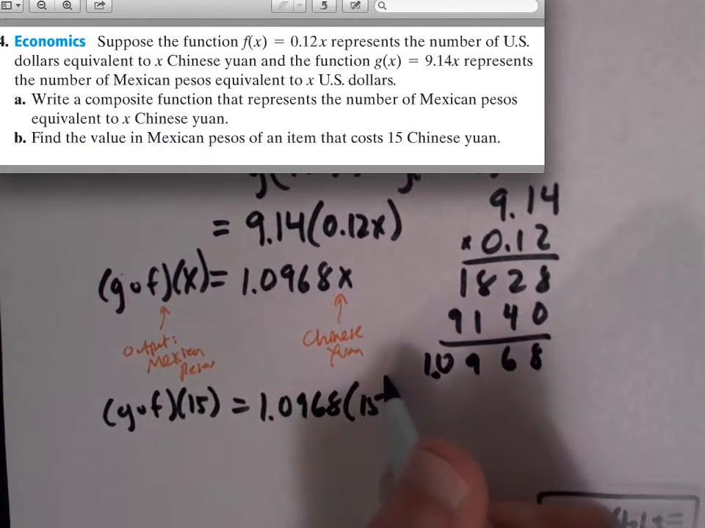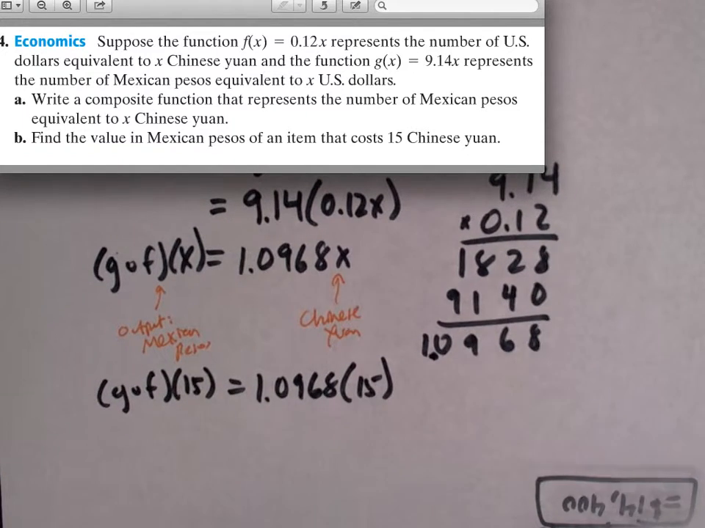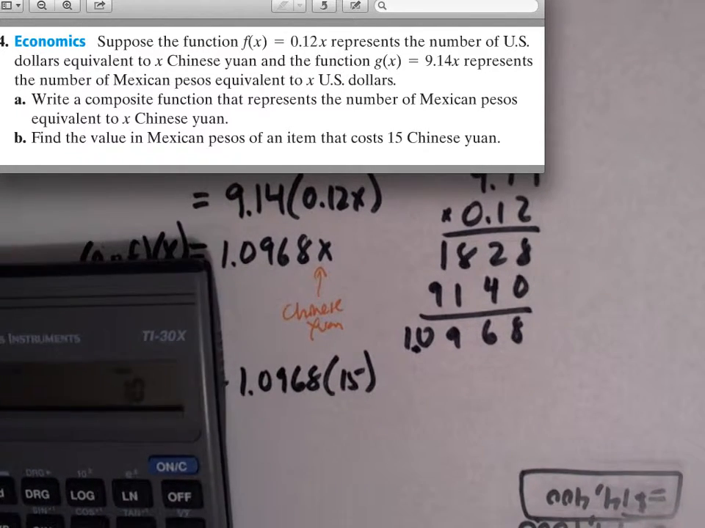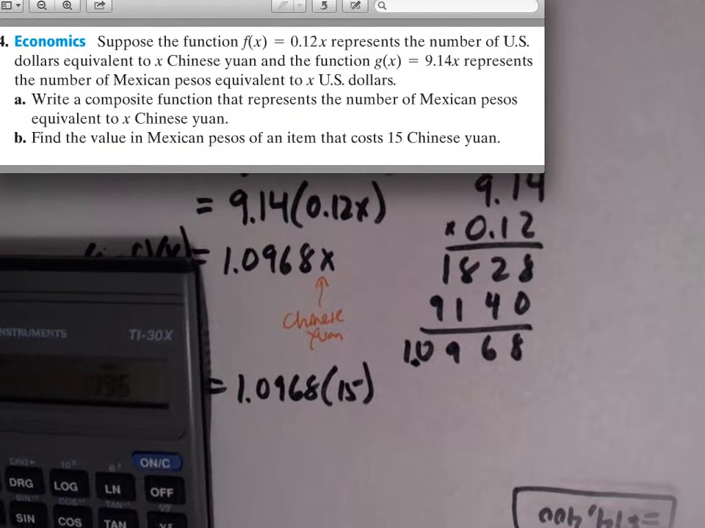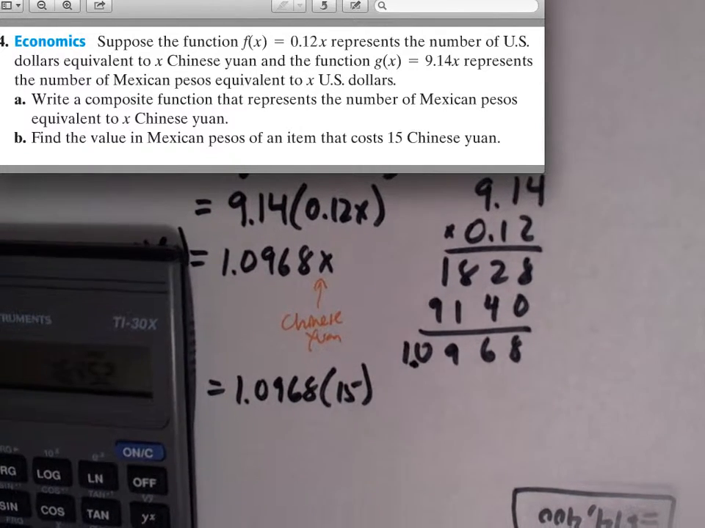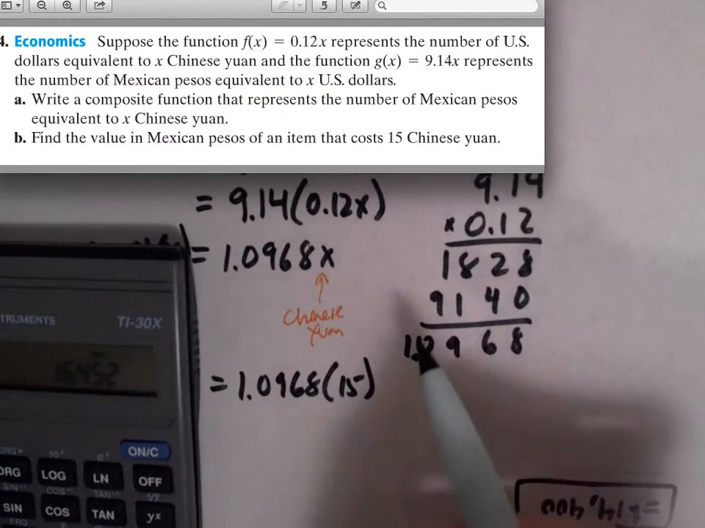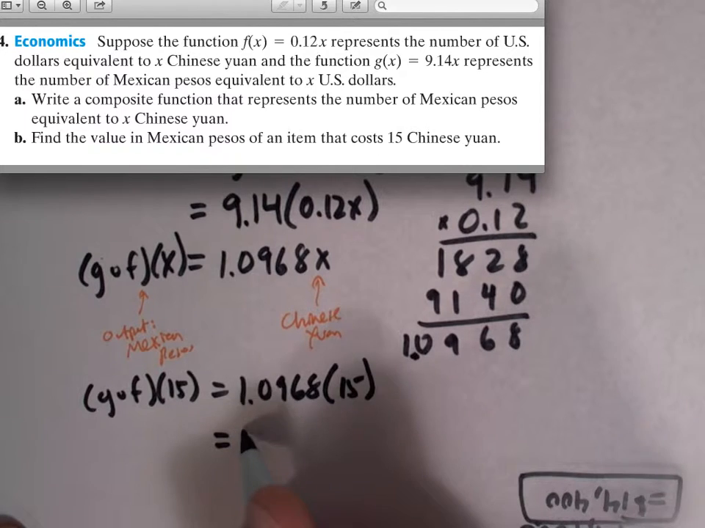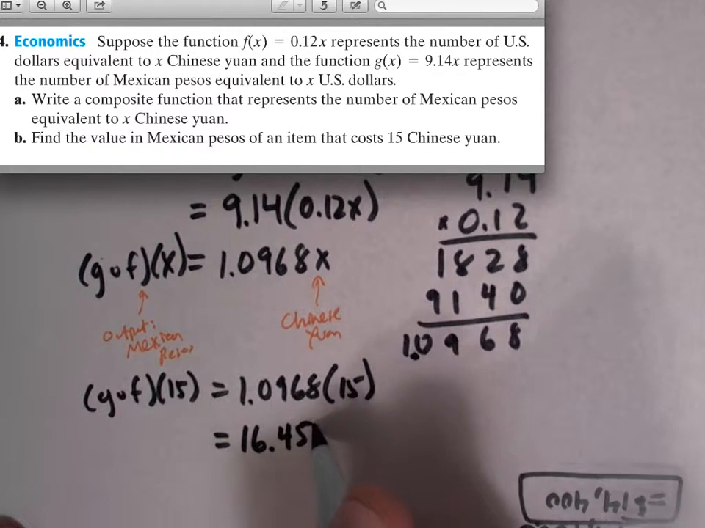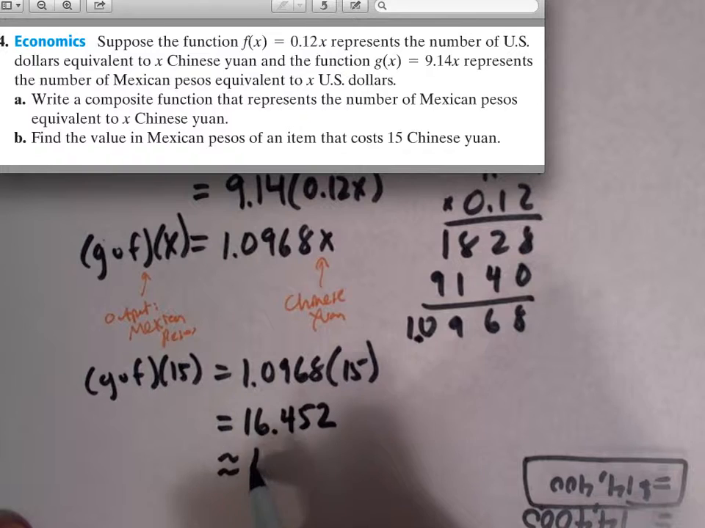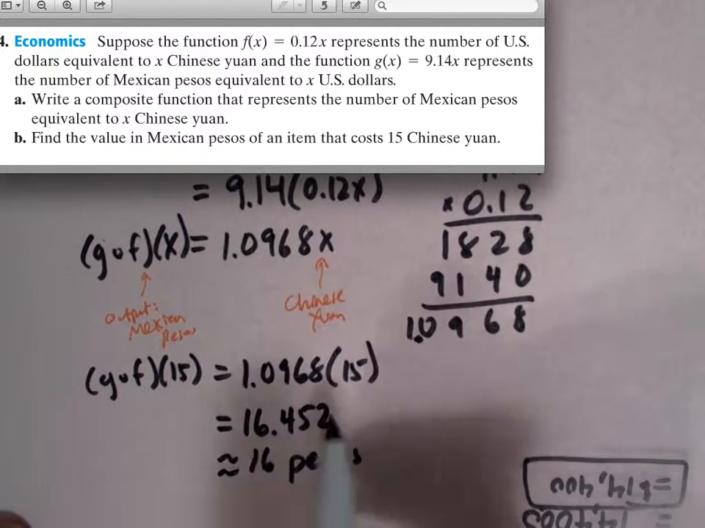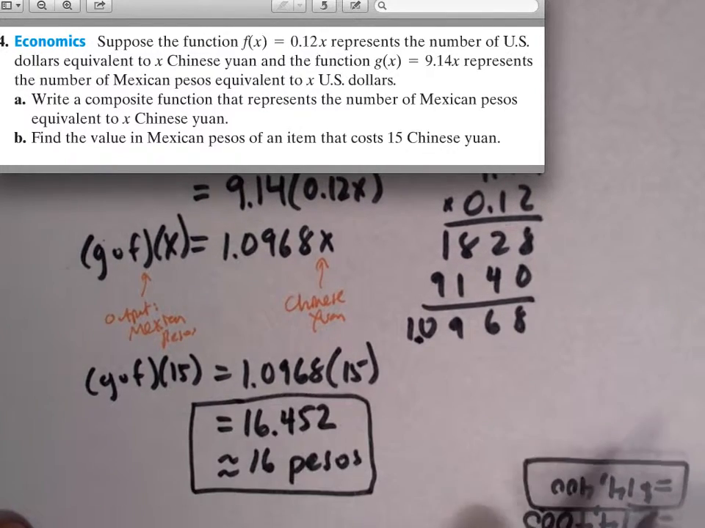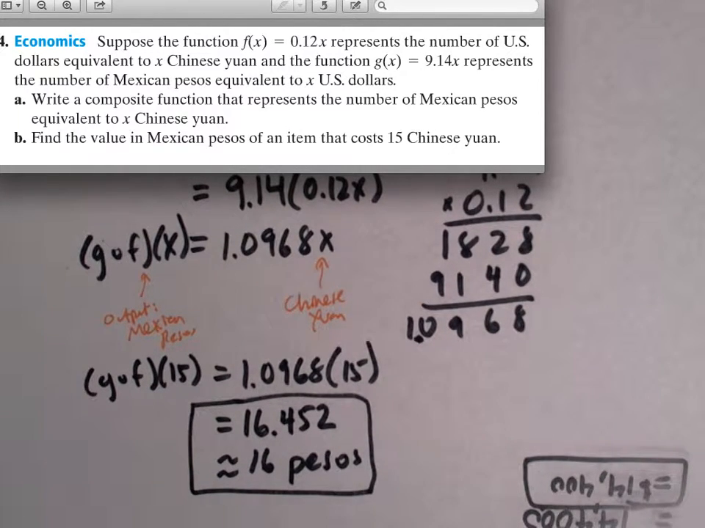1.0968 times 15. I could do that by hand, but in the interest of time, I will just grab my handy dandy calculator. 1.0968 times 15, and we get 16.452, or approximately, if you round it down, 16 pesos. And there we have it, another application of composition of functions.